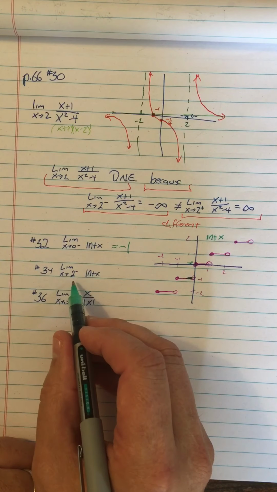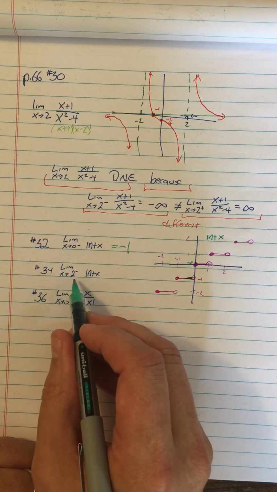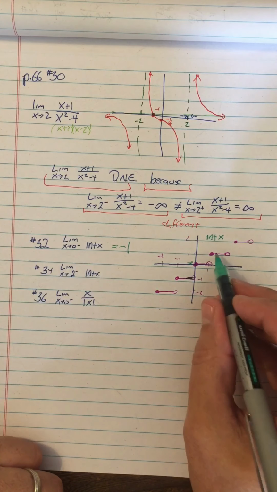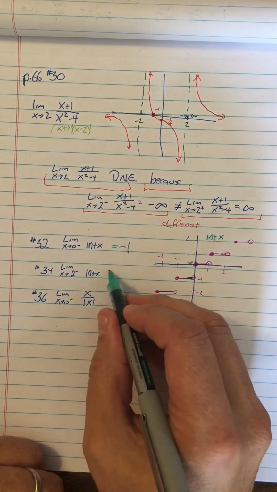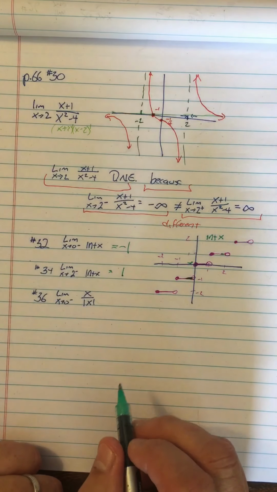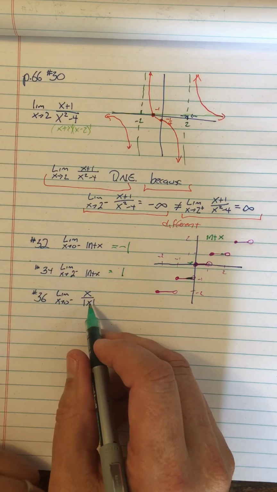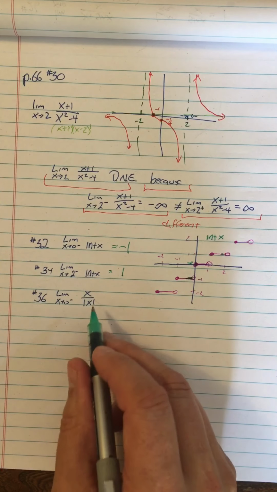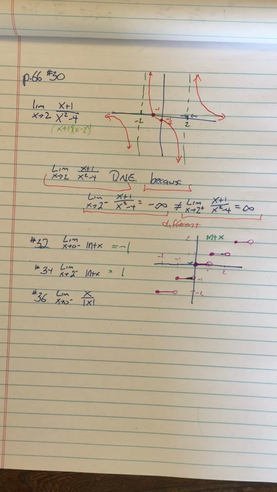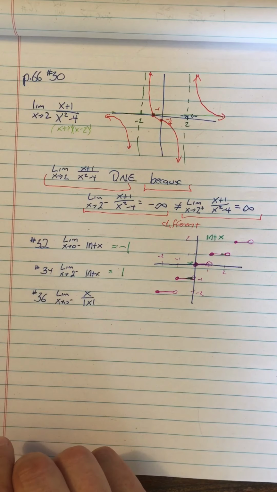All right, x approaches 2 from the left. Here's 2. We're approaching from the left. The y values you get are all 1. So it equals 1. This one, you can try graphing on your graphing calculator if you want. Remember, you get the absolute value in your graphing calculator by going math, num, abs. Math, num, abs, that gives you absolute value.